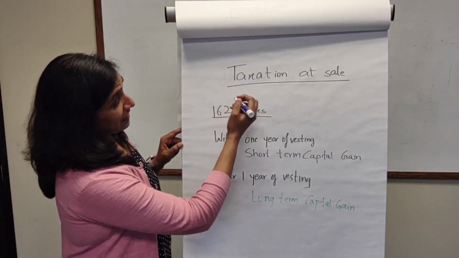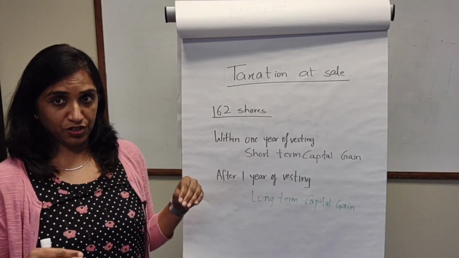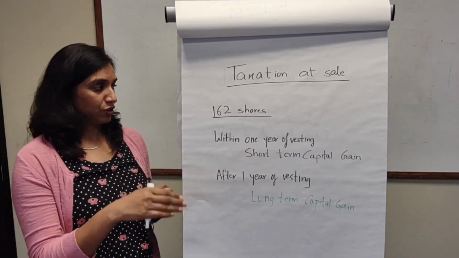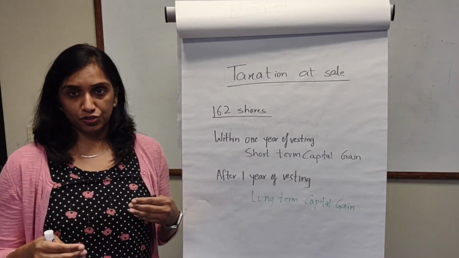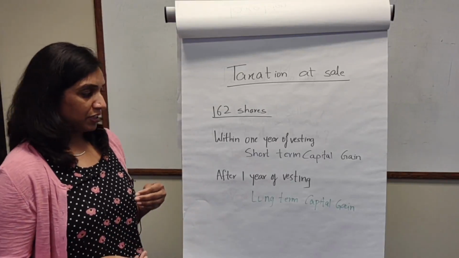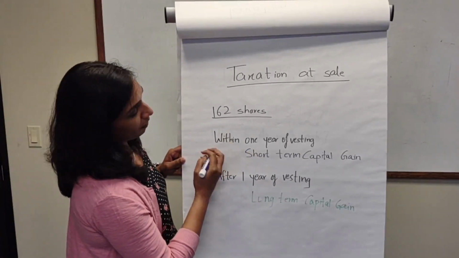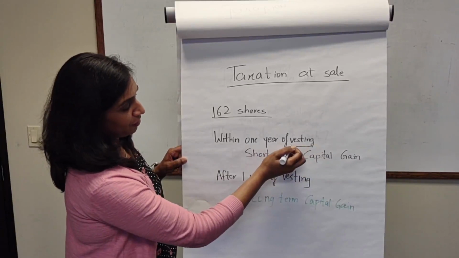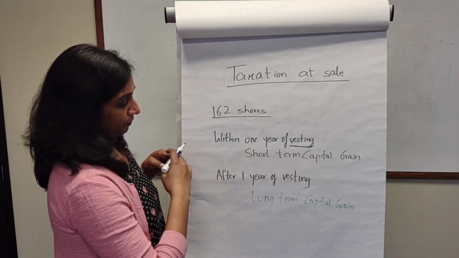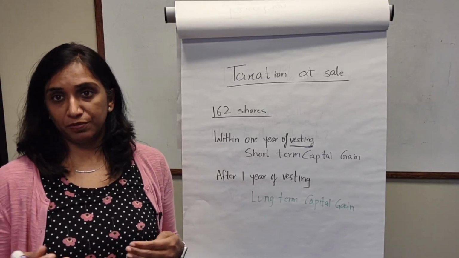So now let's look at the taxation at sale. Once you have these 162 shares in your account, you are free to do anything with it. You can keep it, and we're going to talk on the next slide about what you should do with it. But let's say you decide to keep the 162 shares, and after 6 months, you sell these 162 shares. What happens is that if you sold within 1 year of vesting, not grant, if you sold within 1 year of vesting, you're going to have to pay short-term capital gain, assuming that the share price increased.